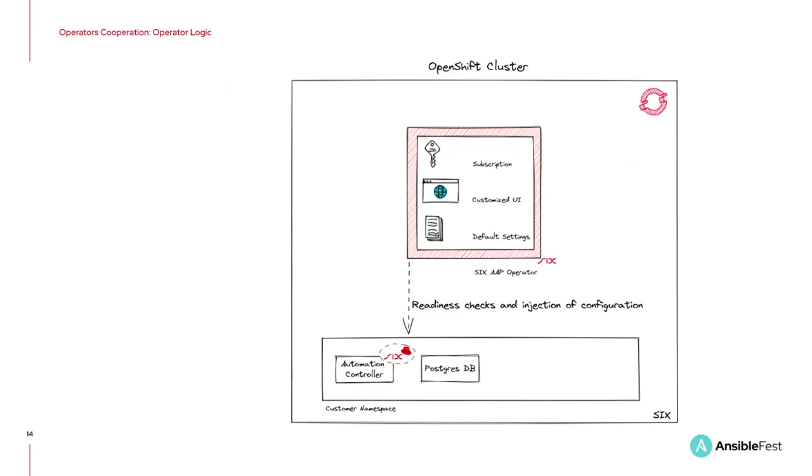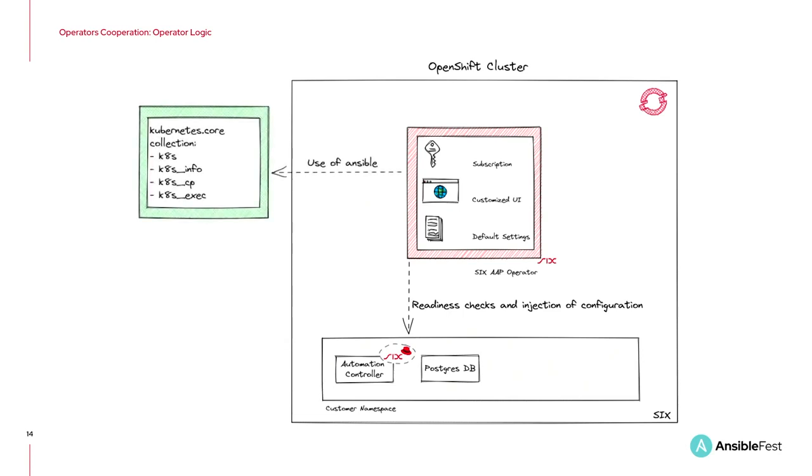In terms of cooperation, because it is important not to have the operators collide with each other, what we have done is this 6 AAP operator comes later in the game. So it will make sure the first one gets created, and then we make sure that the automation controller is ready to be used so that we can inject our configuration. We do that with the use of Ansible as well.